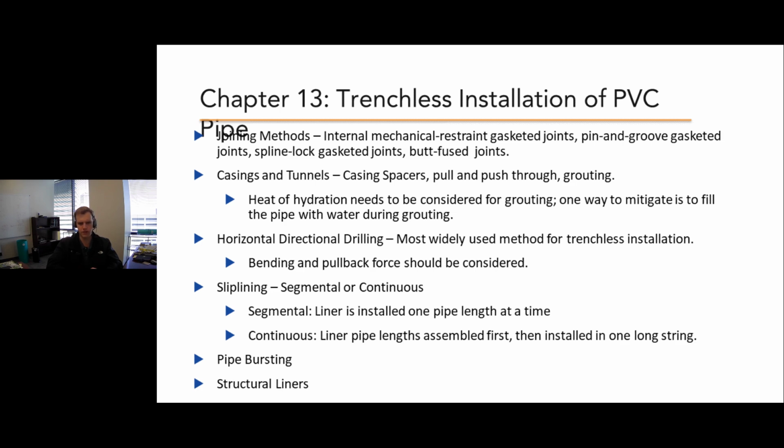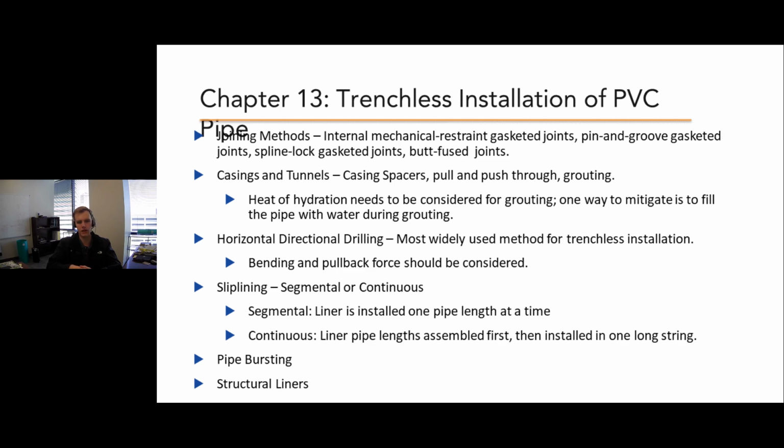And then, of course, slip lining is also possible, both in the segmental and continuous. Some forms of trenchless joining for PVC are more conducive for segmental, and some more so for continuous. The main difference is that segmental is when the pipe is installed one length at a time, so it's kind of cartridge style. You can drop it into the trench footer and then install it section by section as that pipe continues to be pushed or pulled through the casing or the liner.